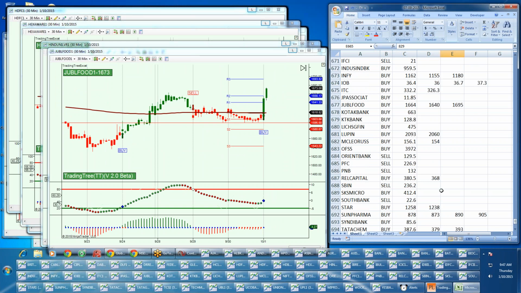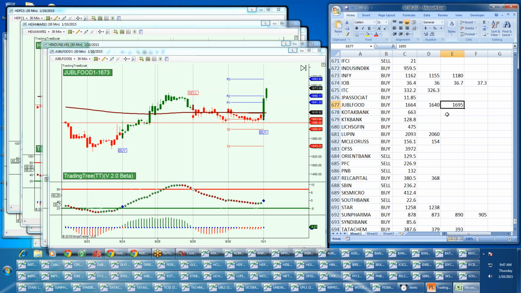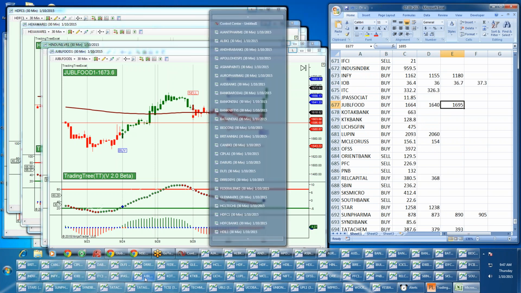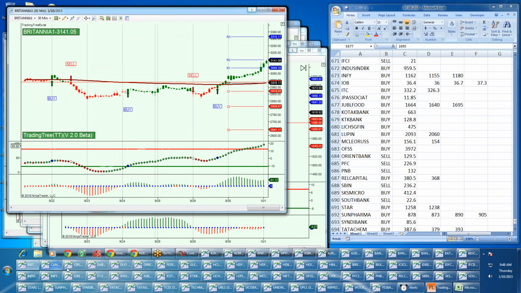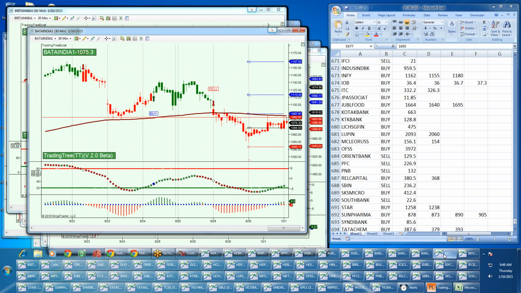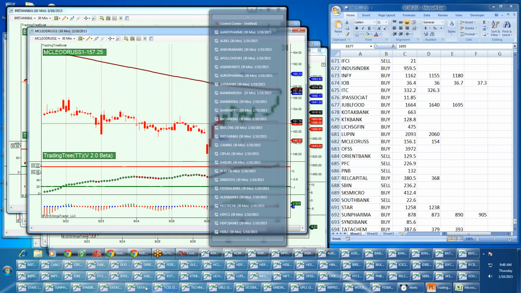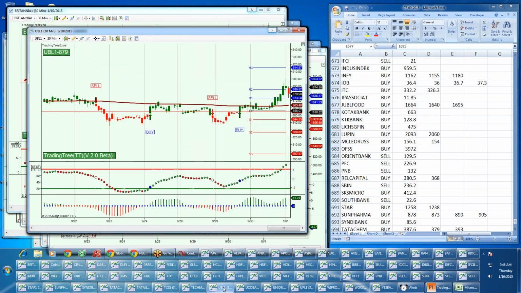So that's Jubilant Food. So you can just see Jubilant Food, Britannia. So Dabur has been very flat. Bata, we don't have a call yet. McLeod Russell. So I'm just showing you the FMCG pack. That's UBL.